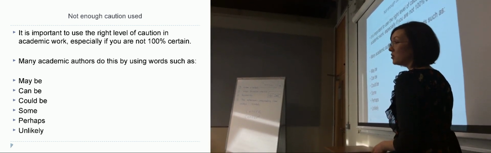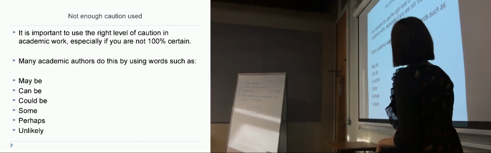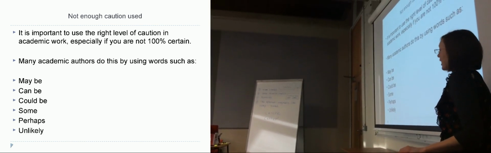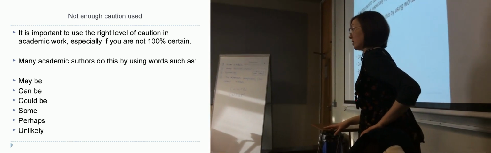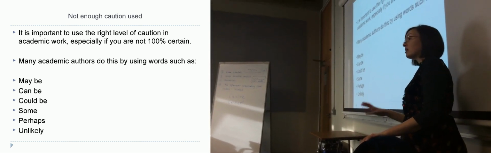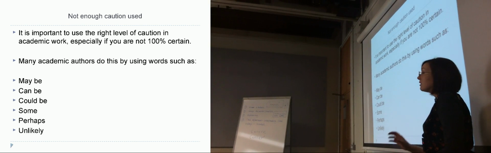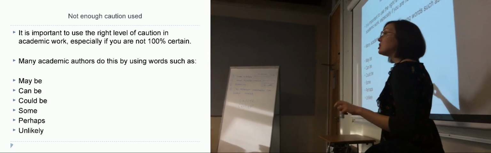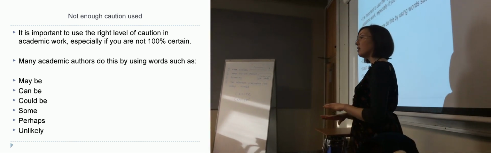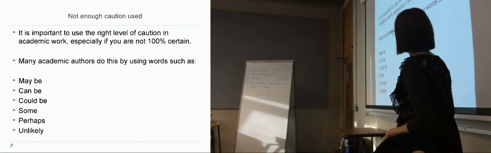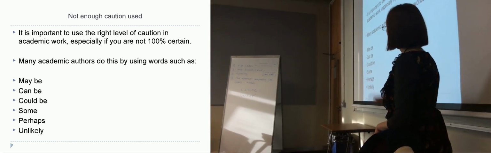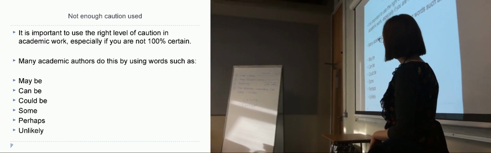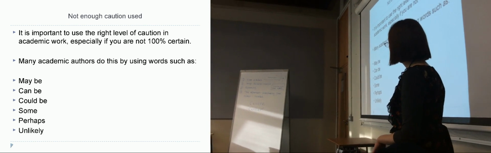You should also check that you've used an appropriate level of caution in your work, especially if you are not 100% certain. Academic authors do that a lot. Unless they know for certain that what they are saying is true and a fact, they will always be cautious. Some authors refer to this as hedging, so they hedge their bets. They are very cautious about what they say. And you've just got a few examples here. We talked about this a couple of days ago. So maybe, can be, could be, some, perhaps, unlikely.